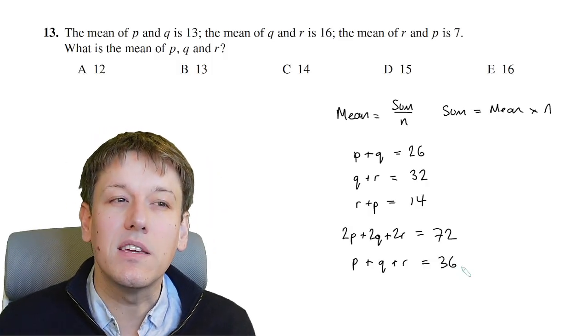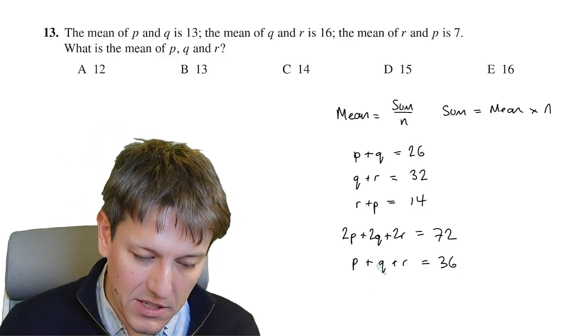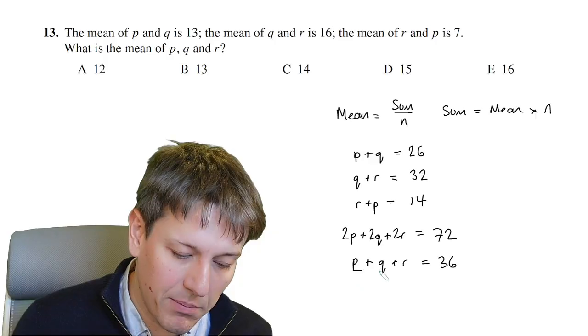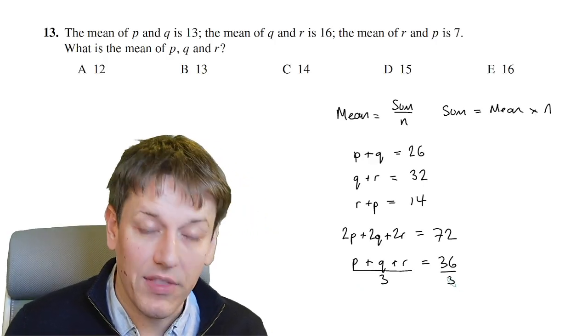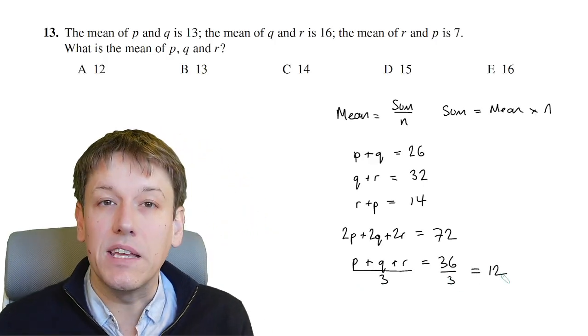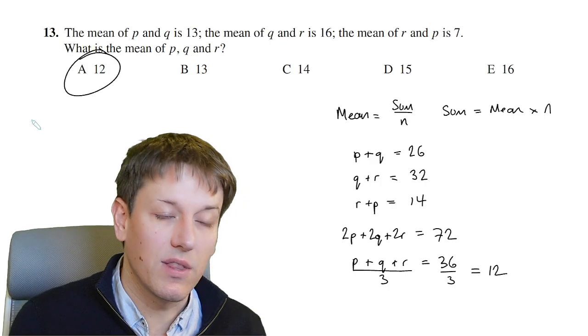And now the mean of p, q and r is just the sum of those numbers, p plus q plus r, divided by 3. So I just want to divide that by 3, and we get that the mean of those numbers must be 12. And so the answer is A.